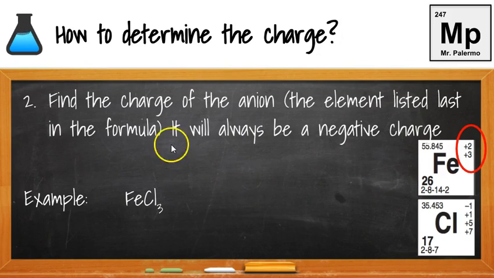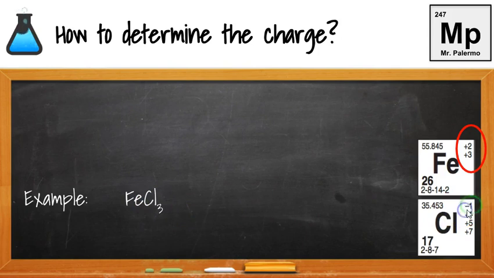Next, we're going to find the charge of the anion. This is the element that is listed last, the negative ion, and it will always be a negative charge. So I look up Cl, and it's going to be the top one, which is -1. And I'm going to assign that to the chlorine. So each chlorine is a -1 charge.